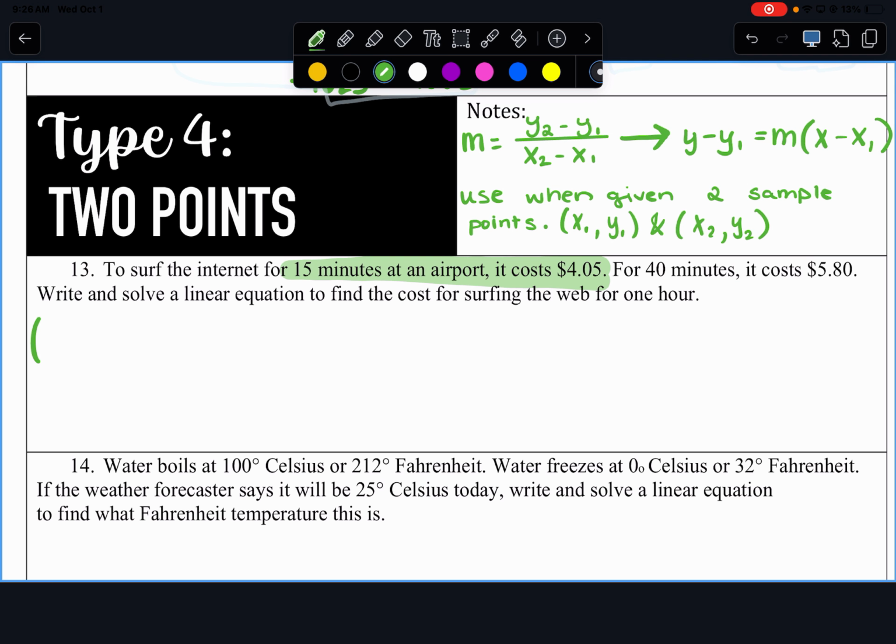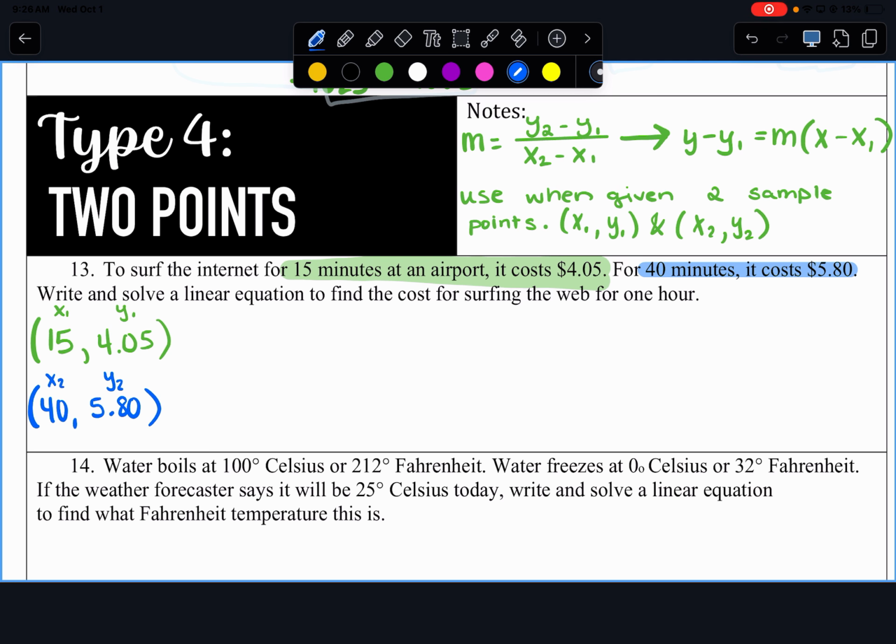Does the amount of time determine the cost, or does the cost determine the time? Time determines cost. So our time is our x, our independent variable. So we get 15, comma, 4.05. That's our x1, that's our y1. Then it gives us our second point. For 40 minutes, it costs $5.80. So we have 40, comma, 5.80. And that's our x2, that's our y2.